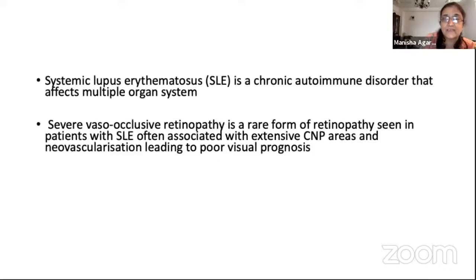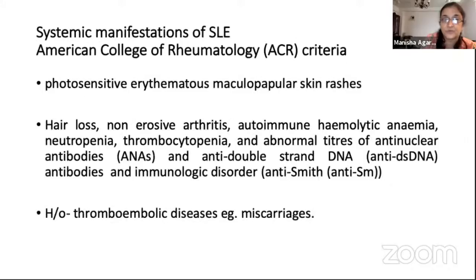Now, coming to SLE in focus, SLE, as we all know, is a chronic autoimmune disorder which affects multiple organ systems like the musculoskeletal system, cardiovascular, the skin, the neurological system, the renal system, and all these have to be kept in mind. And severe vaso-occlusive retinopathy is a very rare form of retinopathy seen in patients of SLE, often associated with extensive capillary non-perfusion areas, leading to early neovascularization and thereby to poor visual prognosis.